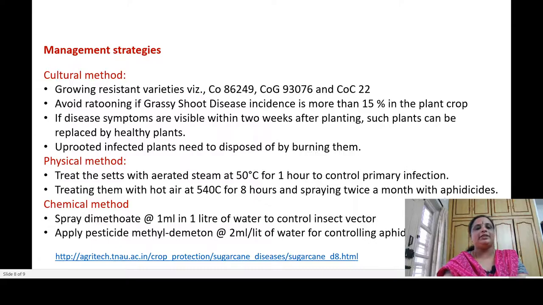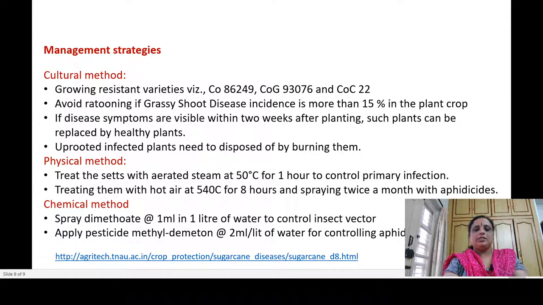So how to manage, how to control this particular disease? Growing resistant varieties. Disease resistant varieties are available, such as CO86249, COG93076, etc. Avoid the incidence of grassy shoot of sugarcane by using such disease resistant varieties.